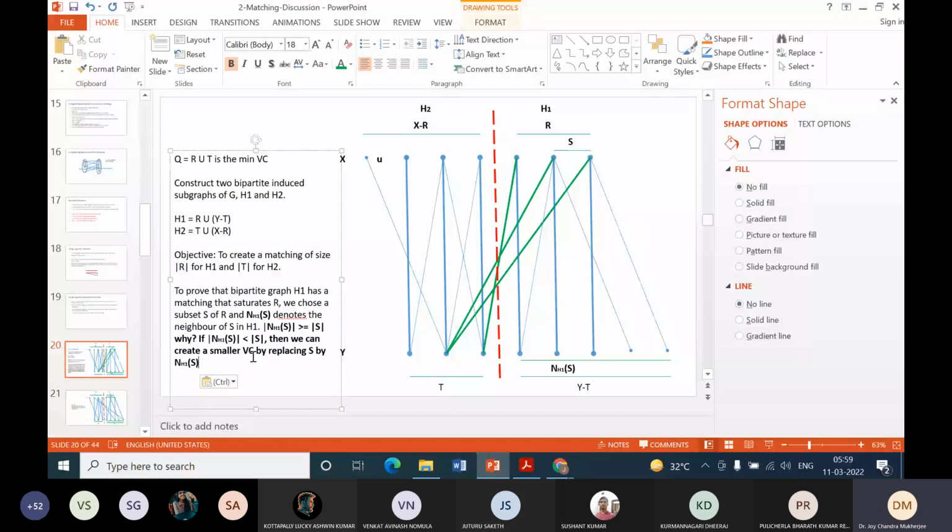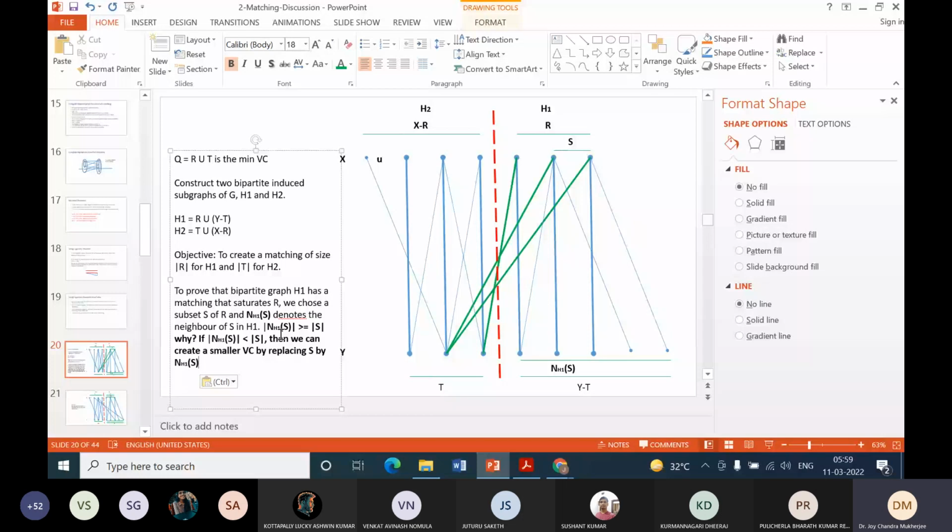So if N_H1(S) is smaller, suppose S has two vertices here, and the neighbor of just these two is only a single vertex. That is not possible, because if that is so, then we will replace these two vertices of Q. Instead of these two vertices we will choose this vertex, and we arrive at a vertex cover of less size than the minimum vertex cover. So that is not true, it is never possible.